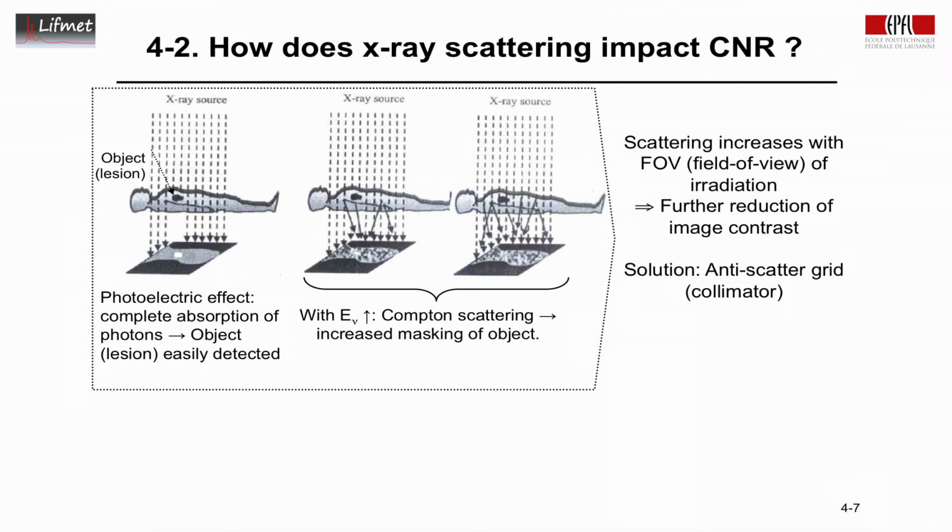And the solution here is to mitigate the effects of scattering by using an anti-scatter grid, which is actually the same thing as a collimator, and collimators are something we are going to talk about next week when we talk about emission computed tomography. So let's look schematically at what this anti-scatter grid or collimator is doing.